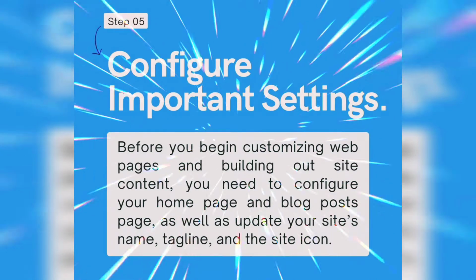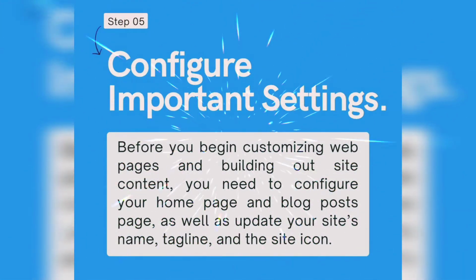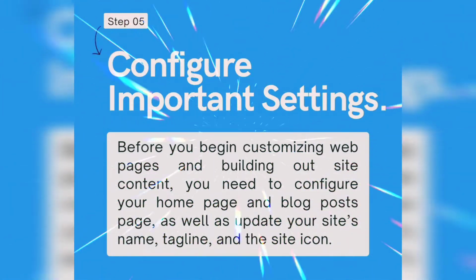Step 5. Configure important settings. Before you begin customizing web pages and building out site content, you need to configure your homepage and blog posts page, as well as update your site's name, tagline, and the site icon.